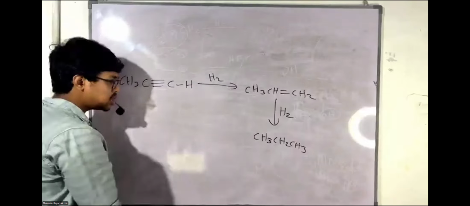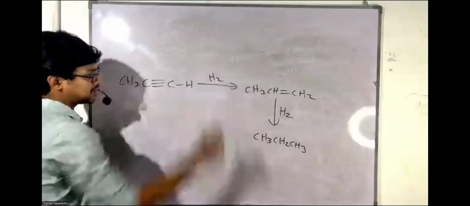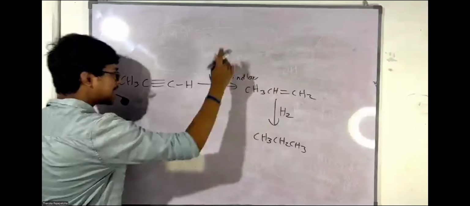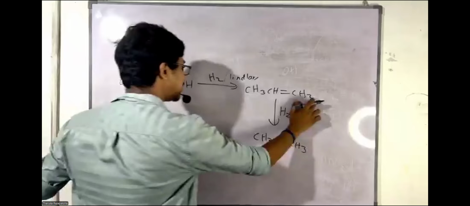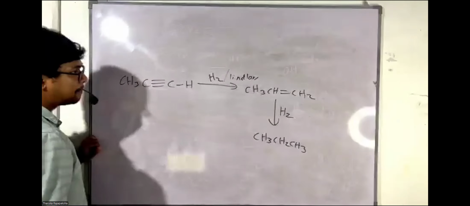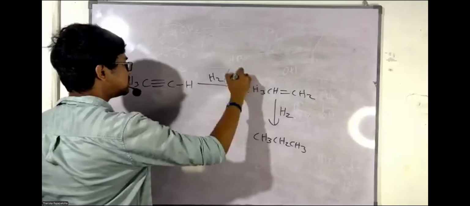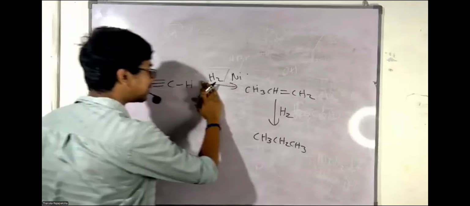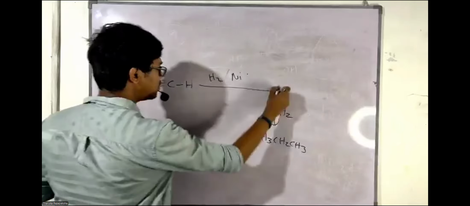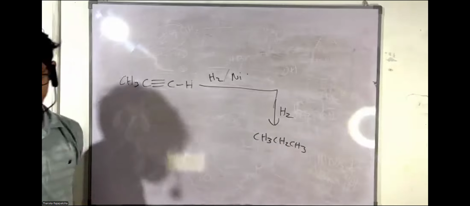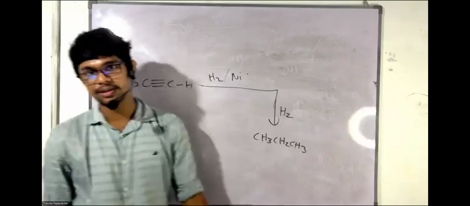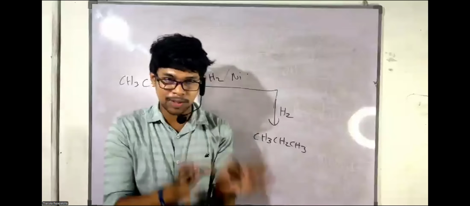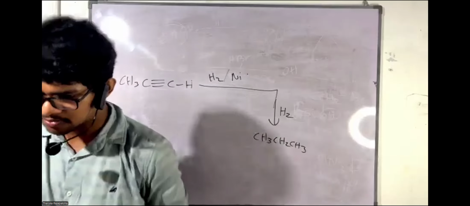According to the catalyst which you are adding, this is stopping the second one. If you add Lindlar's catalyst together with hydrogen, you will stop at this compound. But when you add nickel or Raney nickel or whatever it is, you're going to go directly from this compound to this. There is no stopping in the middle. It's a very strong catalyst. Now, Lindlar's catalyst is a specially prepared catalyst. I'll teach you that in a while.